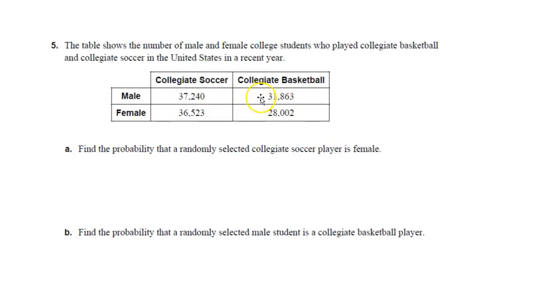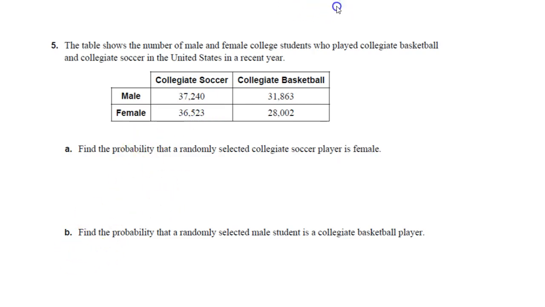Now, sometimes you're given a table. This one shows the number of male and female college students who played collegiate basketball and collegiate soccer in the United States. Part A says to find the probability that a randomly selected soccer player is female. So we assume, first of all, that the first thing has happened. We've chosen a soccer player. What's the probability that that soccer player is female? So we're going to do 36,523 over the total when we add those two together.